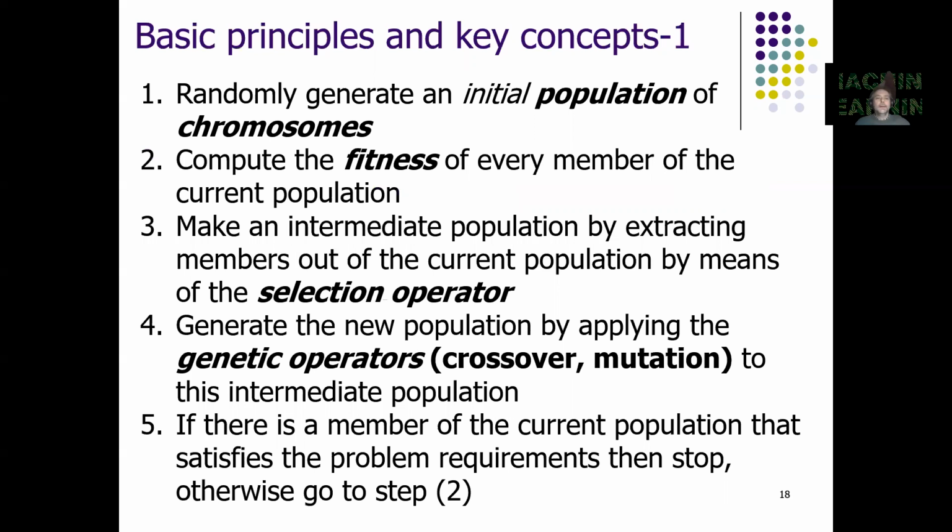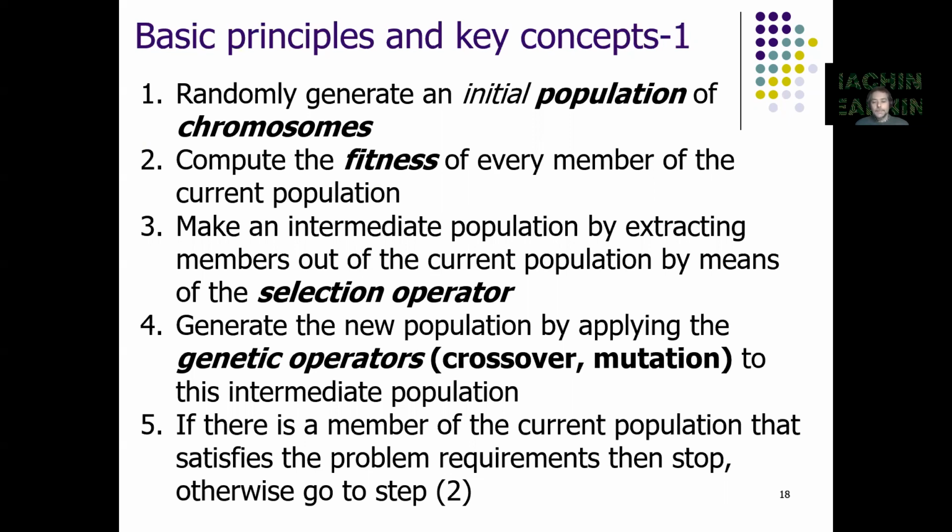And you can see the basic principles and the basic steps of genetic algorithms on this slide. So we randomly generate an initial population of chromosomes. We compute the fitness of every member of the population. We apply selection in order to produce an intermediate population. The selection selects the most promising individuals from the population. We generate a new population by applying genetic operators, crossover and mutation. The operators are applied on the members of the intermediate population that we have produced.